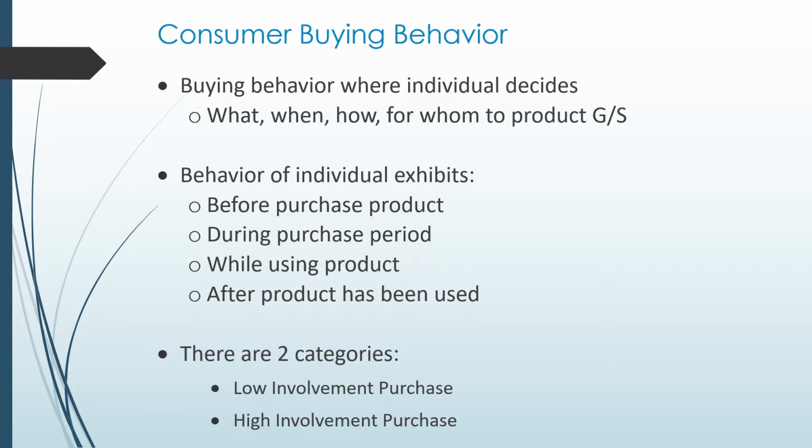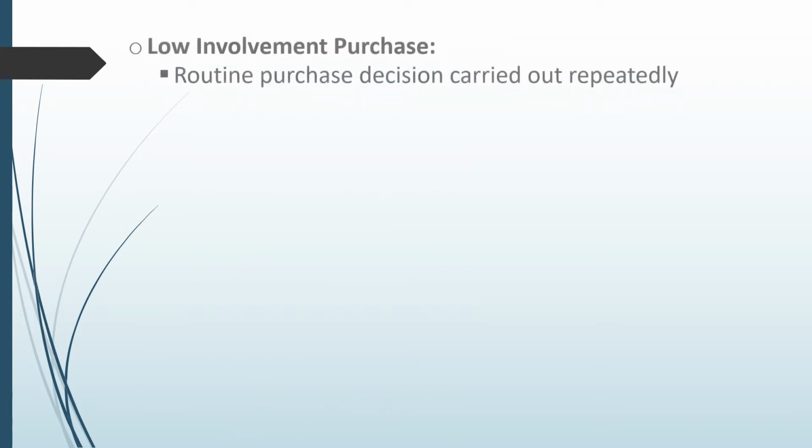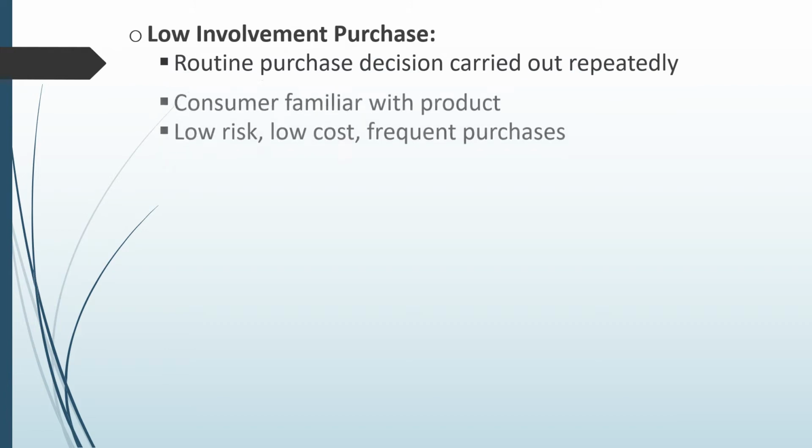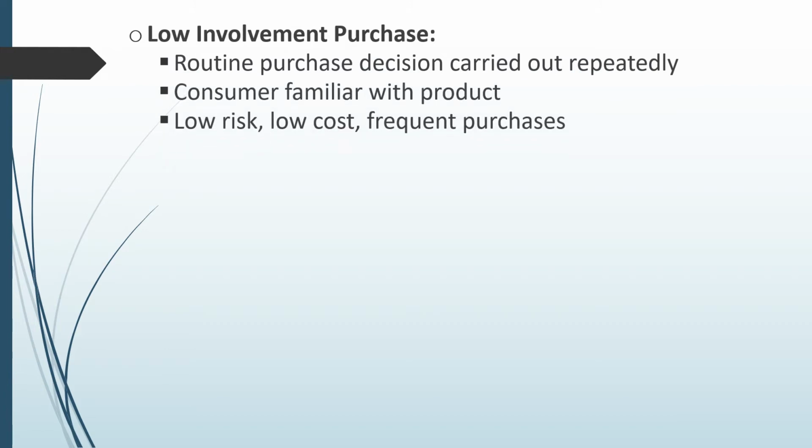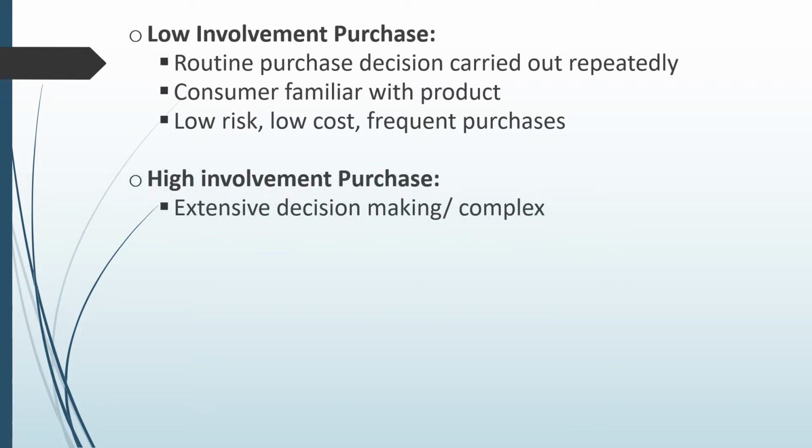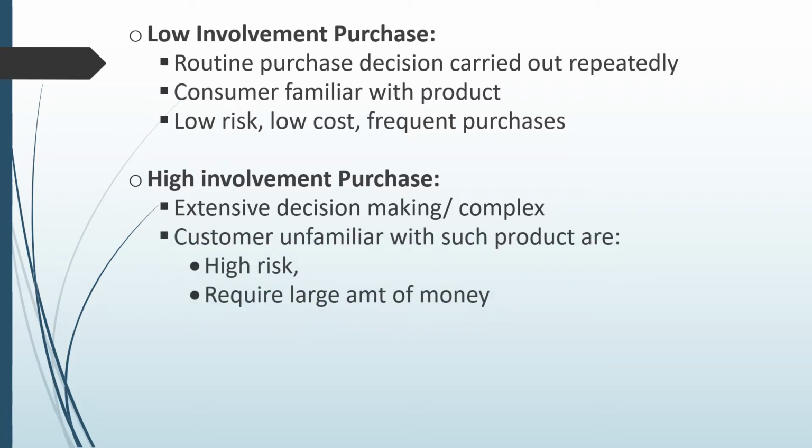There are two categories: low involvement purchase and high involvement purchase. Low involvement purchase is concerned with routine purchase decisions carried out repeatedly. The consumer is familiar with the product. There is low risk, low cost and frequent purchases. High involvement purchase is extensive decision making and complex in nature. The customer is unfamiliar with such products, is under high risk, and it requires a large amount of money. There is a specialization in the products, for example car and bike.